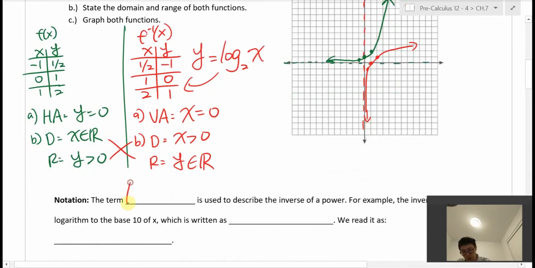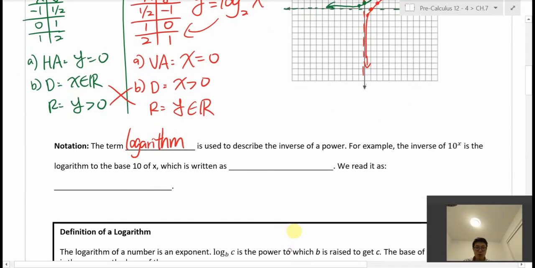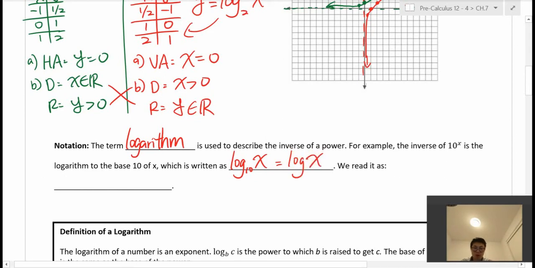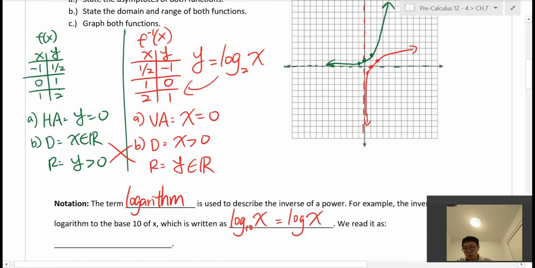The term logarithm is used to describe the inverse of a power. For example, the inverse of 10 to the power of x is the logarithm to the base 10 of x, which is written as log base 10 of x. If it's base 10, we don't actually write base 10, because we use base 10 so much and we are just lazy. However, in the example that we just did, the base was not a 10, so we have to write it. It's a base 2 in that case.